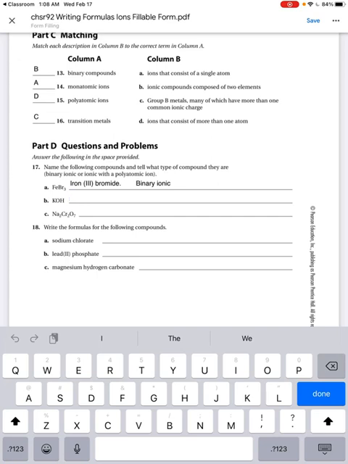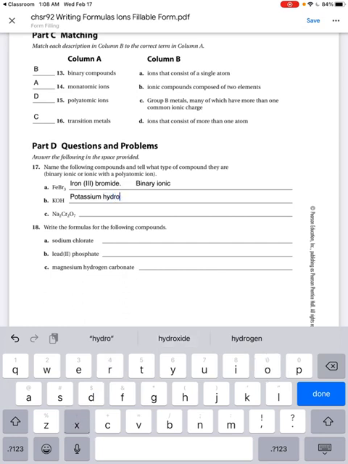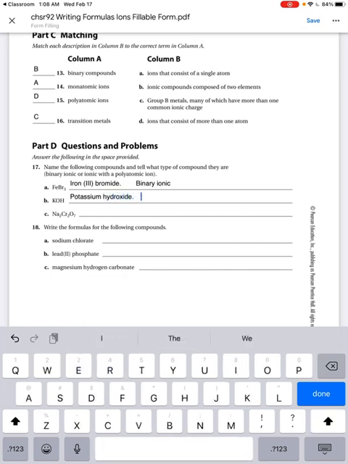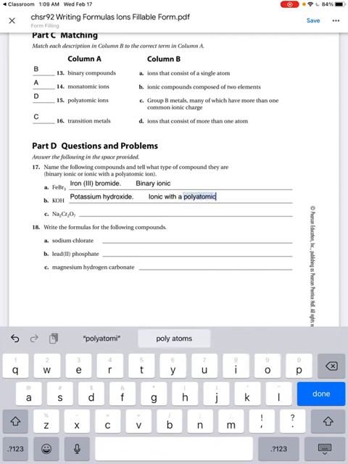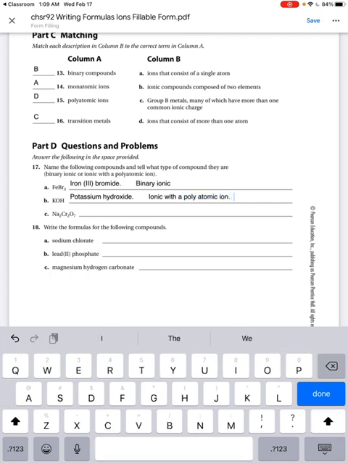And the next one is potassium hydroxide. And this is ionic with a polyatomic ion. Okay, and the next one, this is a dichromate anion. You would have had to have looked it up in the formula. It's one of the more complicated ones, one of the last ones chemists learned. But this is sodium dichromate.